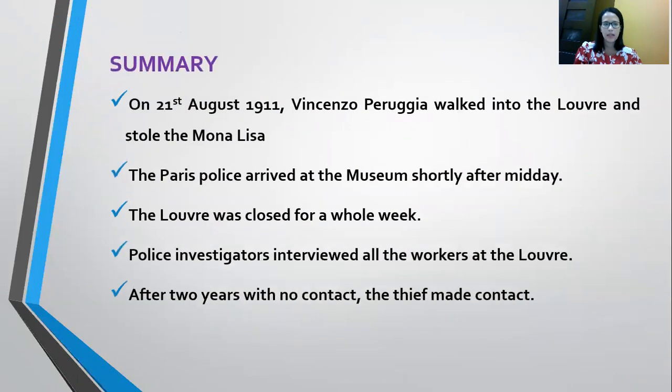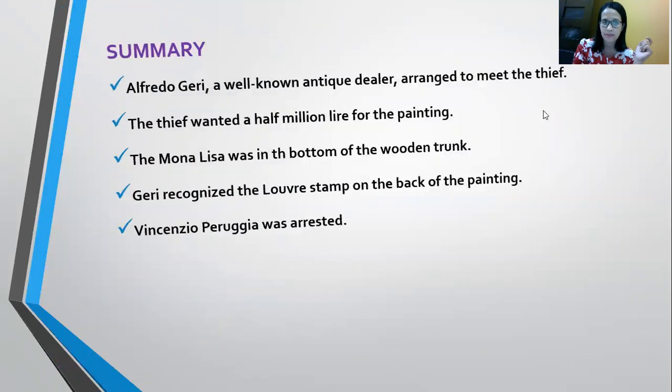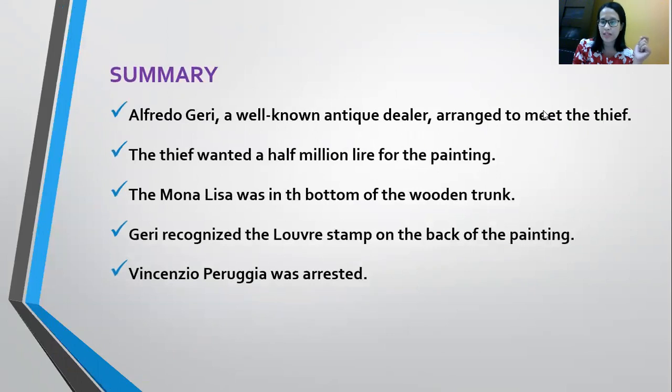Okay, this is the summary that can help you remember the long story. On 21st August 1911, Vincenzo Peruggia walked into the Louvre and stole the Mona Lisa. After that, the Paris police arrived at the museum shortly after midday, and the Louvre was closed for a whole week. Police investigators interviewed all the workers at the Louvre, and after 2 years with no contact, the thief made contact. Alfredo Gary, a well-known antique dealer, arranged to meet the thief, and the thief wanted 500,000 lire for the painting. The Mona Lisa was at the bottom of a wooden trunk, and Gary recognized the Louvre stamp on the back of the painting. And Vincenzo Peruggia was arrested.